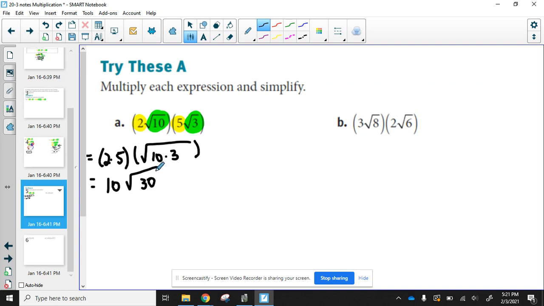I believe if we do a factor tree, it does not work, because if we did, say, 10 and 3, and then 2 and 5, so yeah, there is no factor tree to do for this one, so it stays the same. So then your answer would just be 10 root 30.